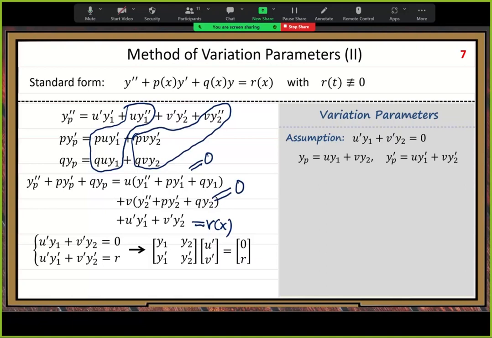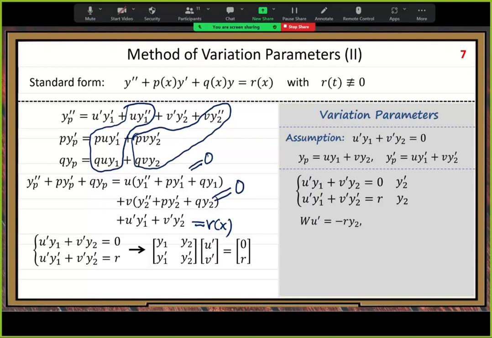But even without the formula, we can do it easily. Here I show you how to use the cancellation or elimination method to find the solution. With two linear equations, first we want to find U prime by canceling out the V prime terms. To do that, we multiply the top equation by y2 prime and the bottom by y2, so the terms become the same, and after subtraction they cancel out.